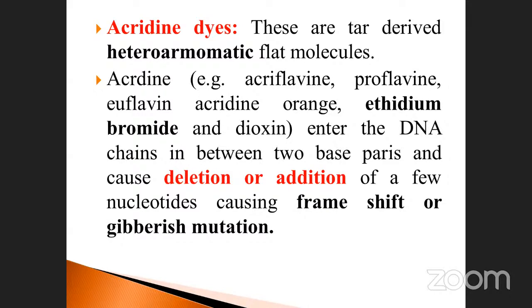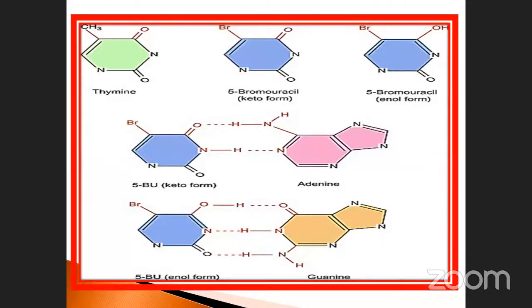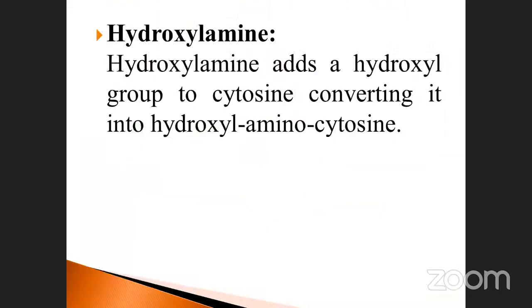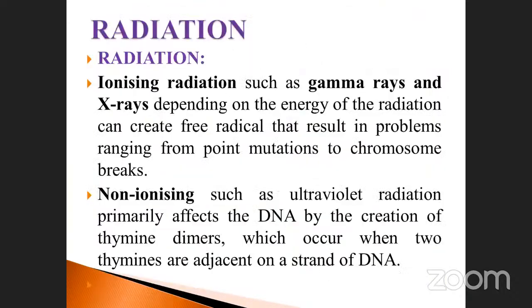And also dioxin. How it works means addition and deletion. Already you know, there are two things, the addition and deletion, and this mutation is called frameshift mutation, otherwise called gyprasic mutations. This is very, very important. So this is a structure, we already saw it. And hydroxylamine, what is the meaning of hydroxylamine? It is also an addition with hydroxylamine and cysteine, hydroxylamine cysteine is formed. So these things we already discussed.